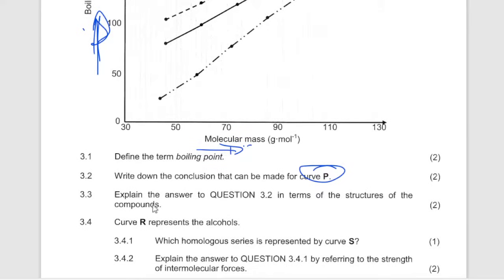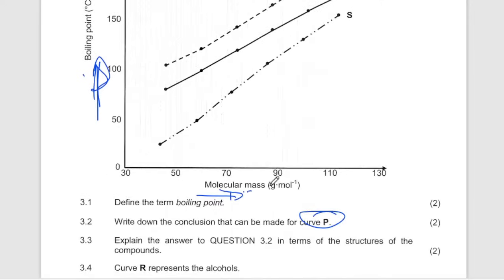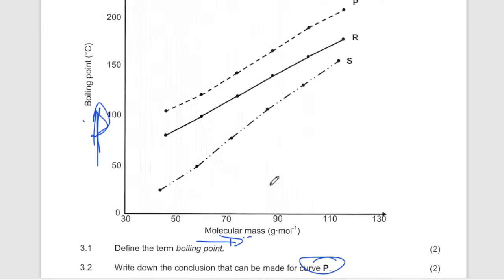Then they're saying explain the answer and the structure. In this case, because it is the same molecule, it means that it will have the same type of intermolecular forces of attraction. But as the mass increases, the London forces increase. So as the mass increases, the London forces for this compound P increase, and then this will require more heat to break these bonds so that it can boil.